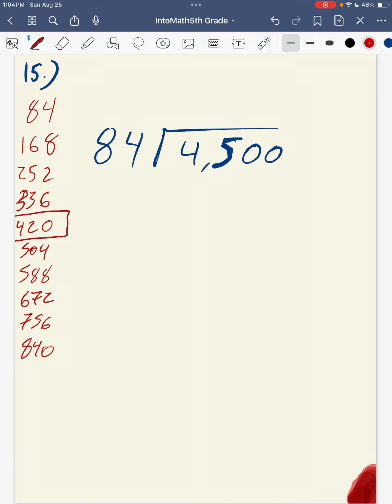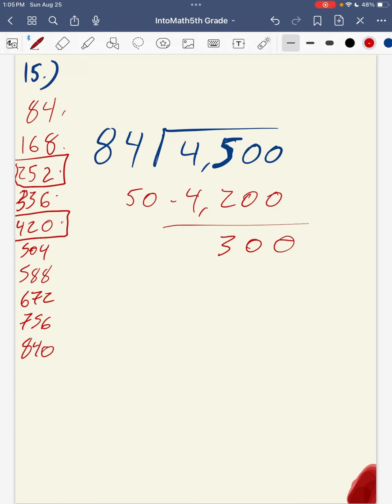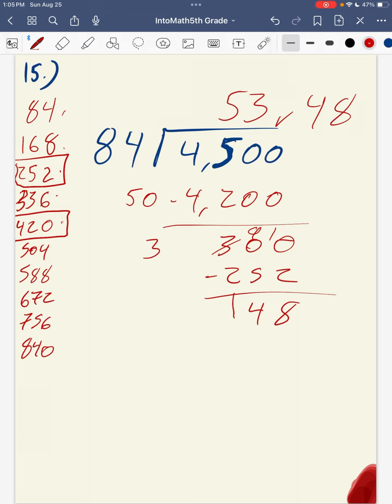What's close here? I like 42, but remember this would be with an additional 0, so it's 1, 2, 3, 4, 5 times 50, minus 4,200 leaves us with 300. Closest I could get there is 252. That's times 3, leaving me with 48 here. All right, so we have 53 with a remainder of 48.